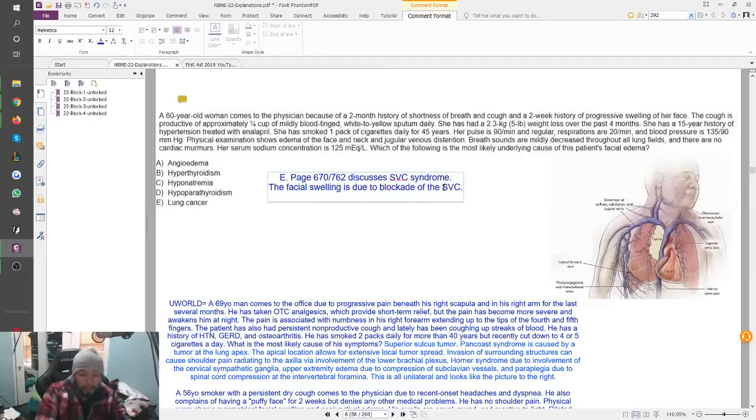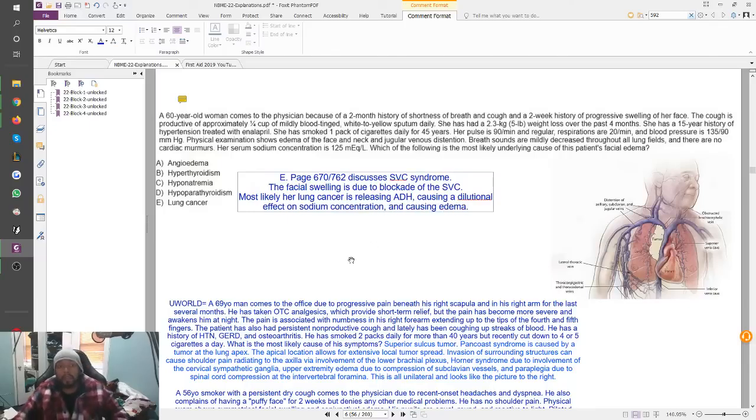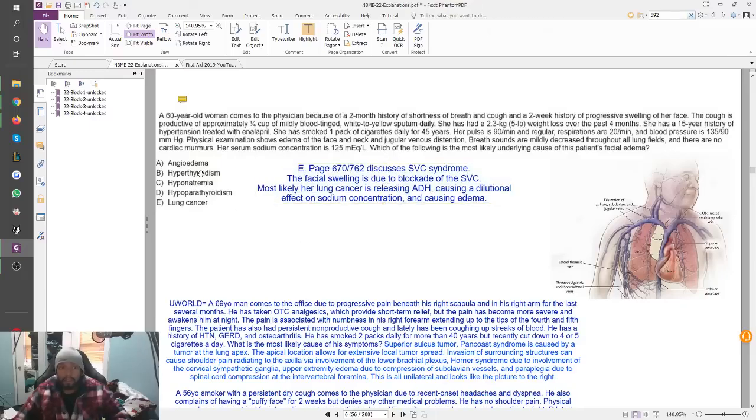Okay, so let me just put that in. Most likely her lung cancer is releasing ADH, causing a dilution effect on sodium concentration and causing edema. And that's basically it. It wasn't any of these other answer choices.